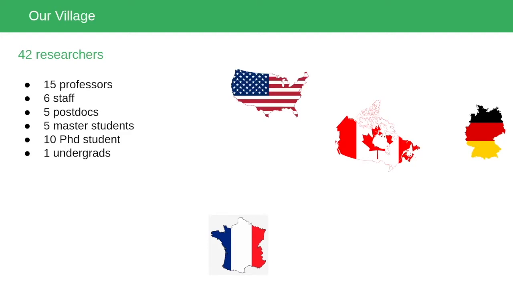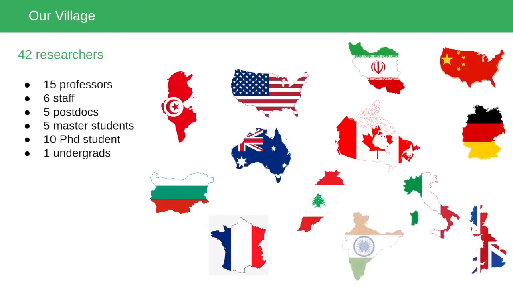So who are we? That is our village. The CRIUGM project currently consists of 42 researchers, so 15 professors, 6 staff, 5 postdocs, 5 master students, 10 PhD students, and 1 undergrad. And although the team is physically located across 4 countries, because that's where the various labs that work on the project are, each one of the CRIUGM team brings in their own unique cultural diversity, and that's extra information that they bring into the project.